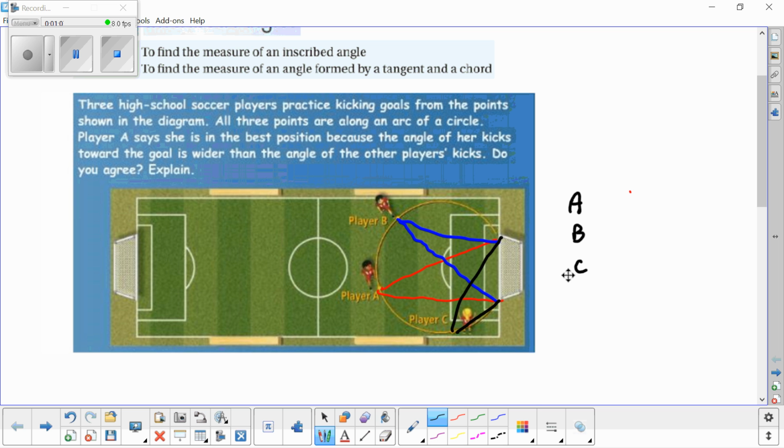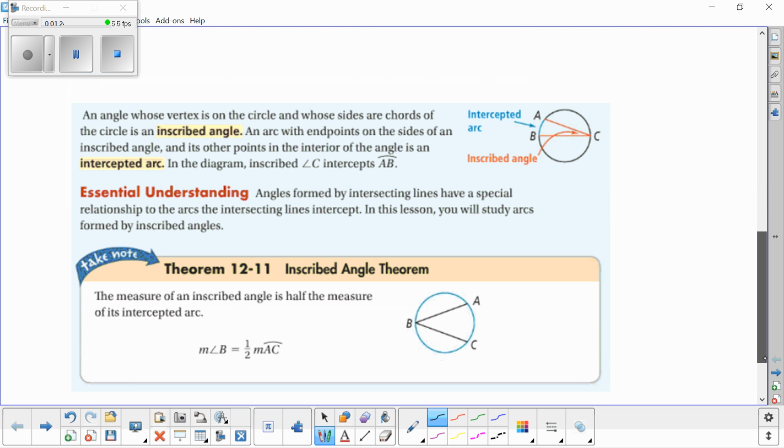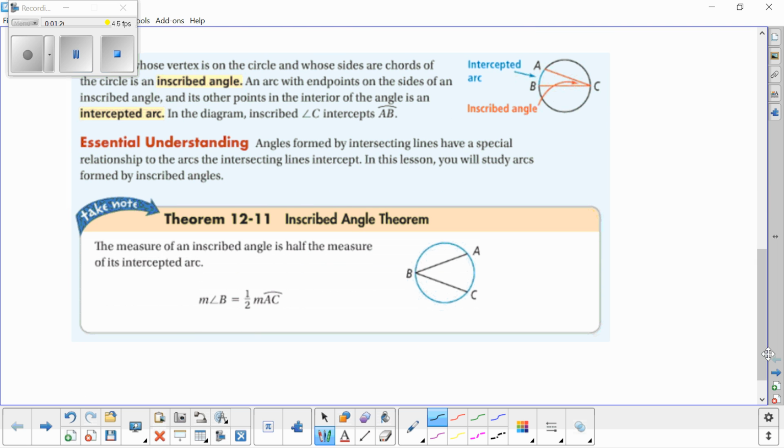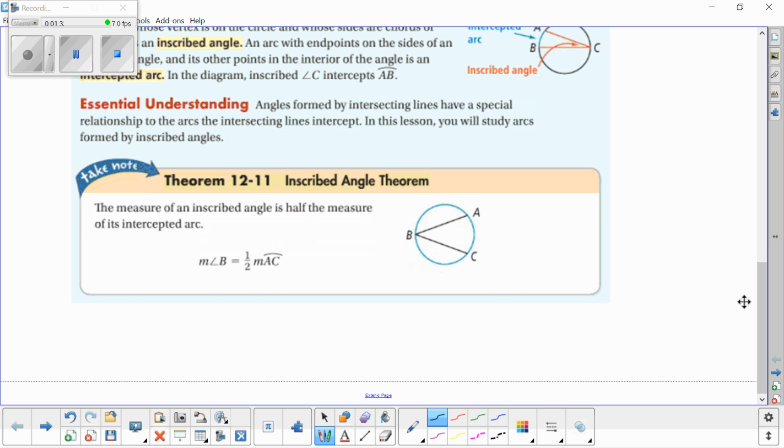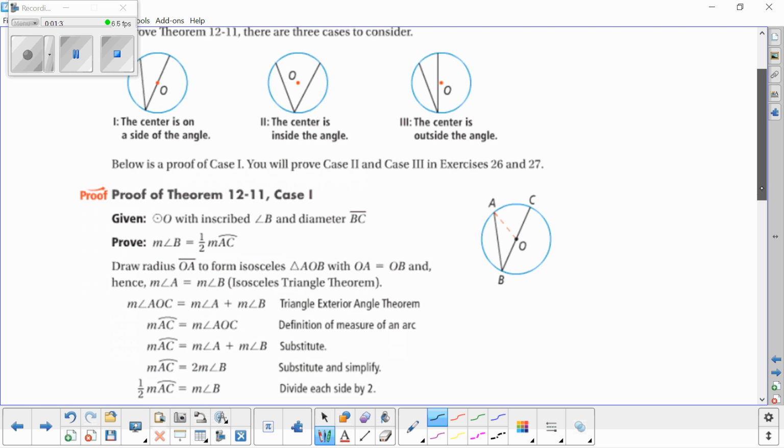They're congruent. And the other thing we're going to find out is that they're actually half of the intercepted arc. So however many degrees this arc is right here, which comes from the center, the angle on the outside of the circle is half of that, which kind of makes sense, I guess. So here it is, theorem 12.11, inscribed angle theorem. The measure of an inscribed angle is half the measure of its intercepted arc. Here's proof of that.